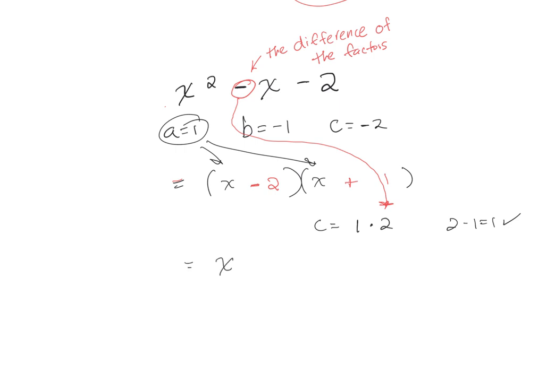So that's going to equal x minus 2 times x plus 1. x squared minus x minus 2. Okay? With parentheses, so 2 binomials. 1 trinomial is equal to 2 binomials. Let's try that a few more times.